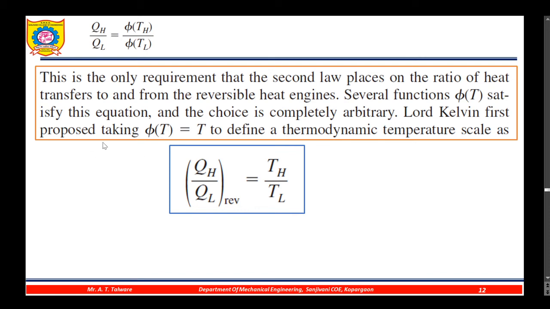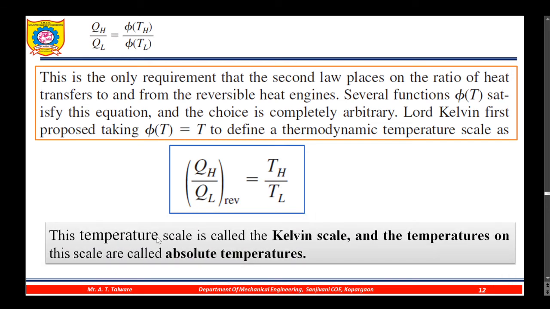Lord Kelvin first proposed taking phi of t equal to T to define a thermodynamic temperature scale as QH by QL reversible is equal to TH by TL. This temperature scale is called the Kelvin scale, and the temperatures on this scale are called absolute temperatures.